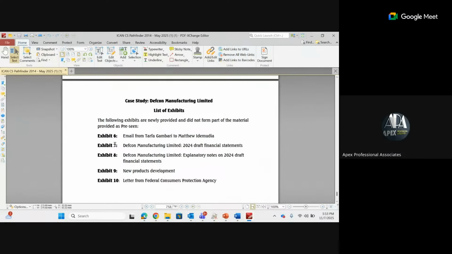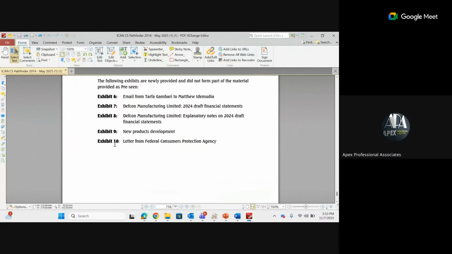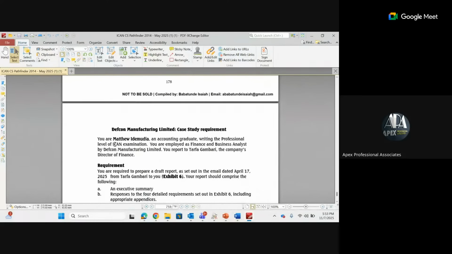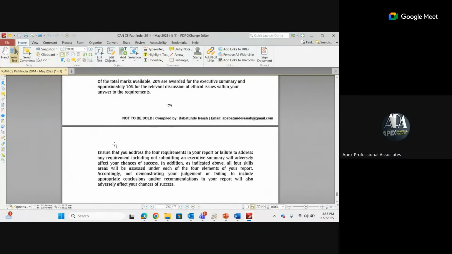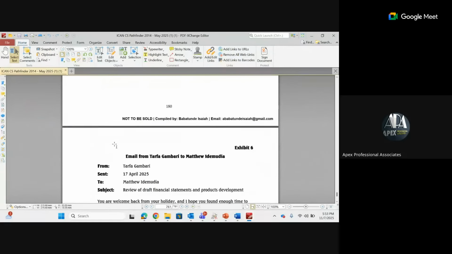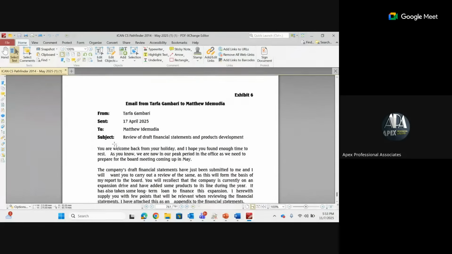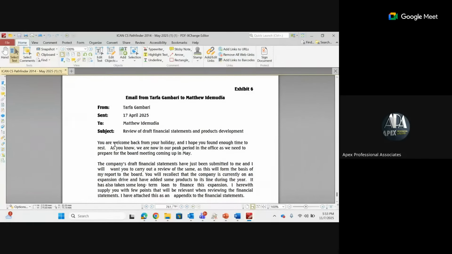So we are going to be taking them one after another so that we would identify how we are going to start and what we should do first. So now let's move on. This is just a preliminary information in the unseen, so it's really not necessary. So let's move to exhibit 6.